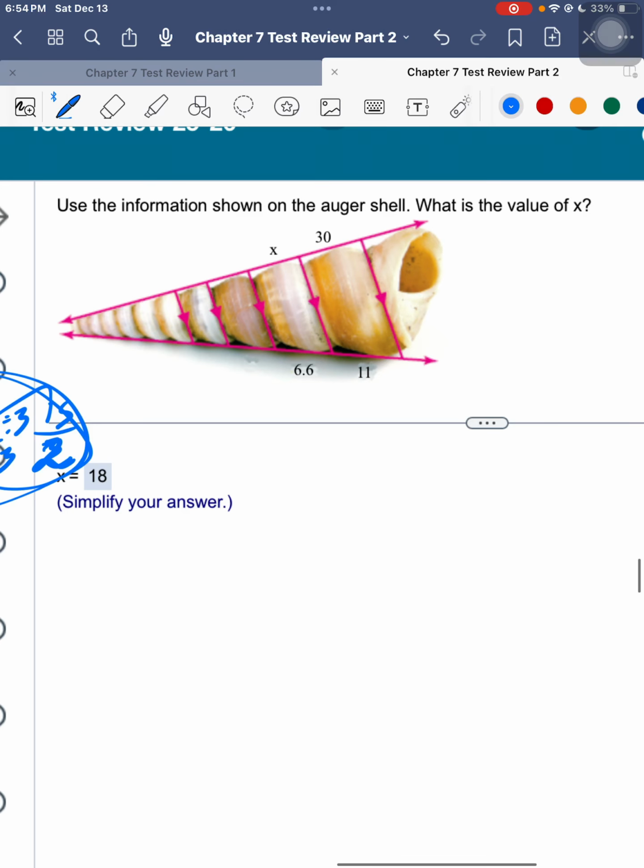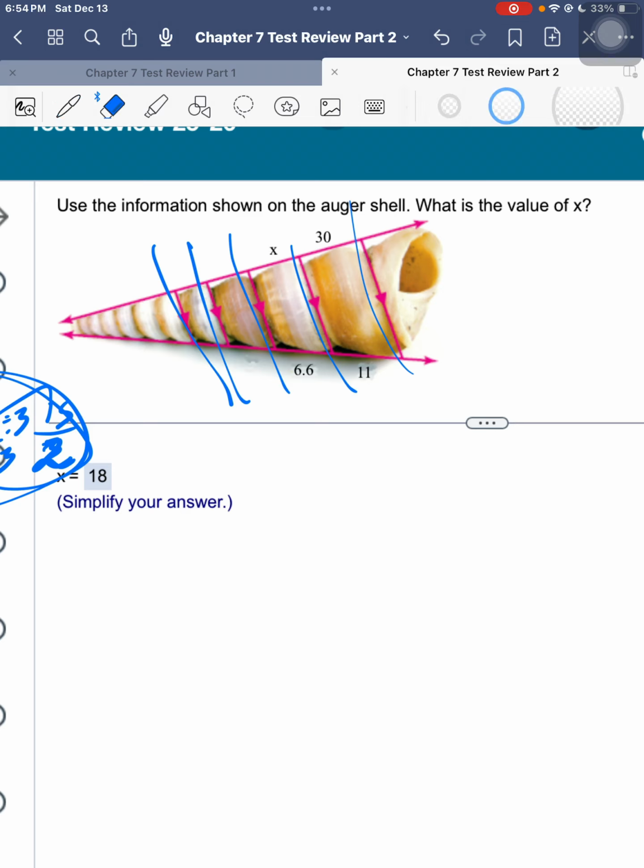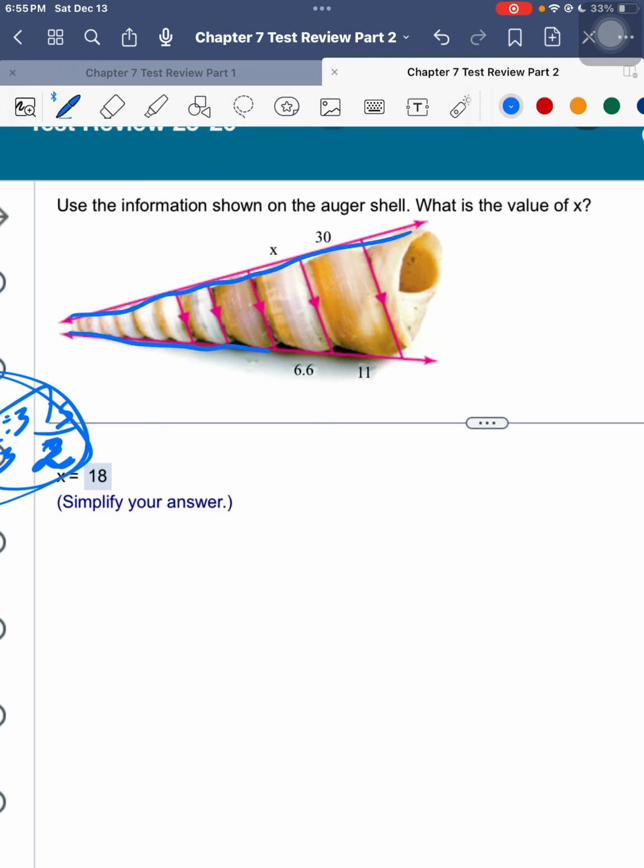So now what about this one? Once again, this is the corollary to the side splitter theorem because I have how many parallel lines? I have 5. If I have parallel lines with 2 transversals going through them, then that means the segments that were created are proportional. What segments am I talking about? This is proportional to this, this to this, this to this, this to this.